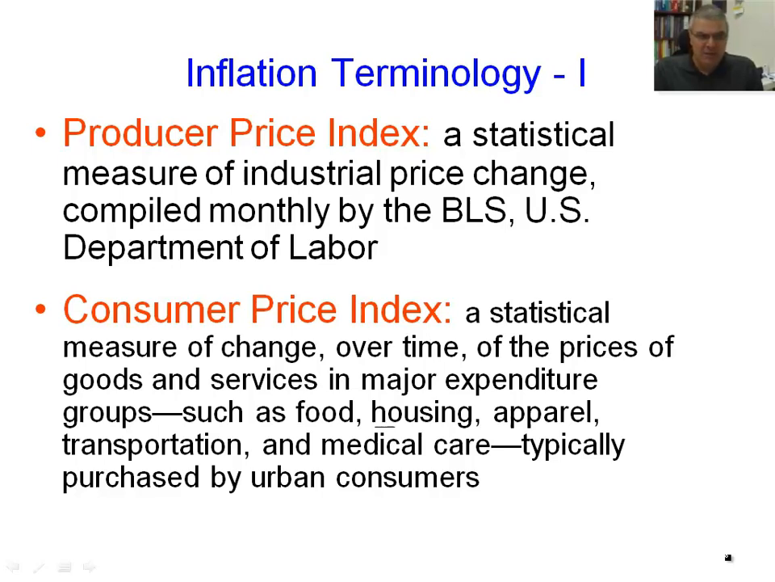One is the PPI, or Producer Price Index. It's a statistical measure of industrial price change compiled monthly by the Bureau of Labor Statistics, U.S. Department of Labor. So it's really not just one data point, it's a statistical measure of industrial price change because of so many industries that are involved, and we can only do a statistical measure to be as accurate as possible.